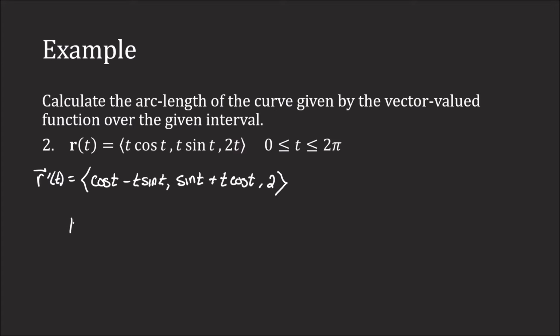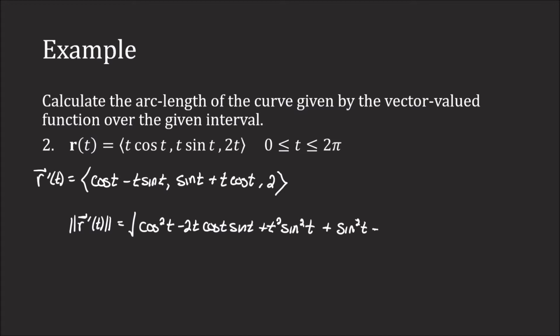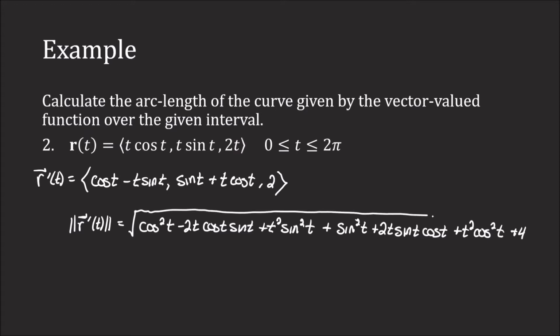So the magnitude of r prime will be the square root of this first component squared: cosine squared minus 2t cosine sine, then plus t squared sine squared. Plus now the second component squared, so we get sine squared plus 2t sine cosine plus t squared cosine squared, and then finally plus 4. Now this looks like a bloody nightmare.